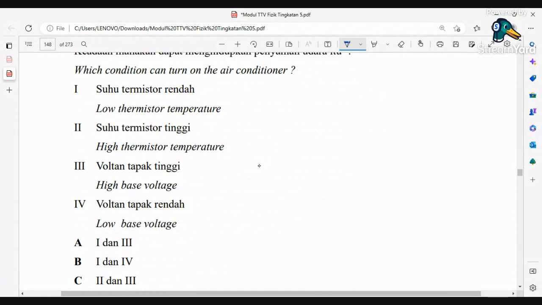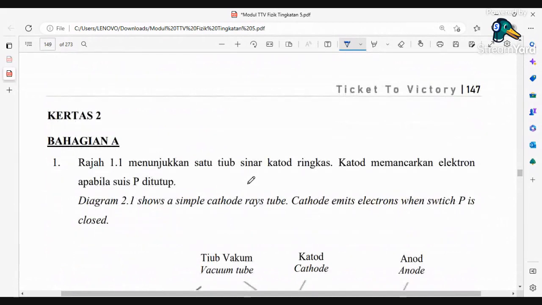How to turn on the thermistor? High thermistor temperature. High base voltage, yes. So the answer should be 2 and 3 only. Means the thermistor must detect heat, and only then does the base voltage increase. The transistor is on. Means the second circuit will be on. Okay, that one is for paper 1.